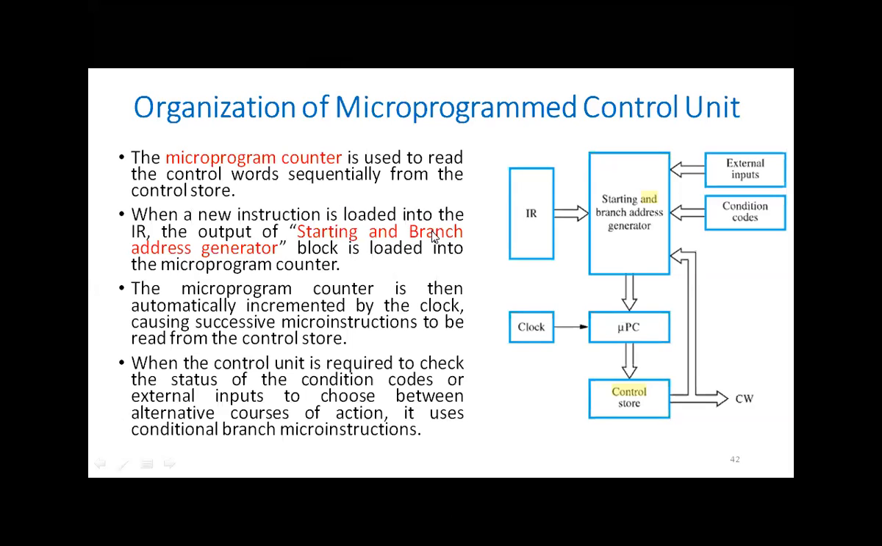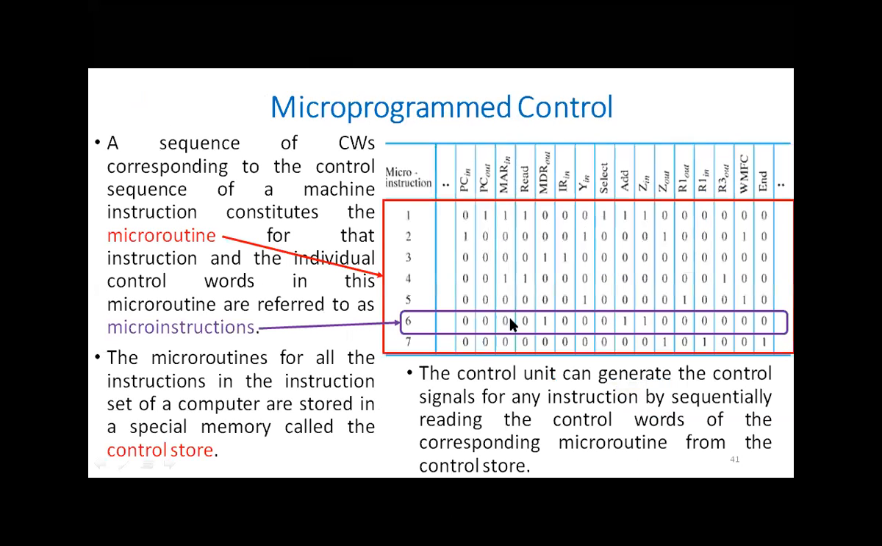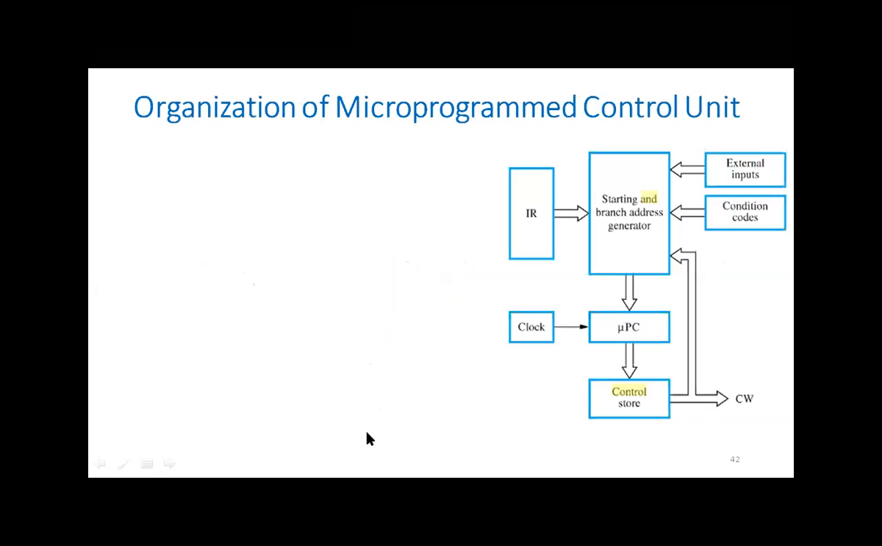Any question? The control store is present here. It is a memory where the micro routines are kept. A set of micro instructions is known as a micro routine. So all the micro routines are present in a memory known as the control store.